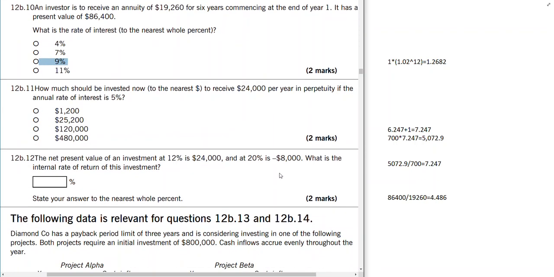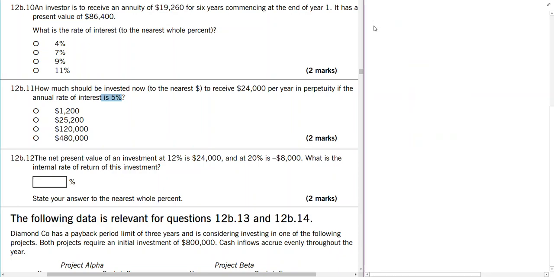How much should be invested now, to the nearest dollar, to receive 24,000 per year in perpetuity if the annual rate of interest is 5%? So in simple terms, they're asking what is the value of 24,000 forever. The value of 24,000 forever starting at year 1, which is a normal annuity, is just taking the amount divided by the percentage, for 480,000. If it started from some year in the future, or if it started from year 0, it would have created a problem, but here it is straightforward.